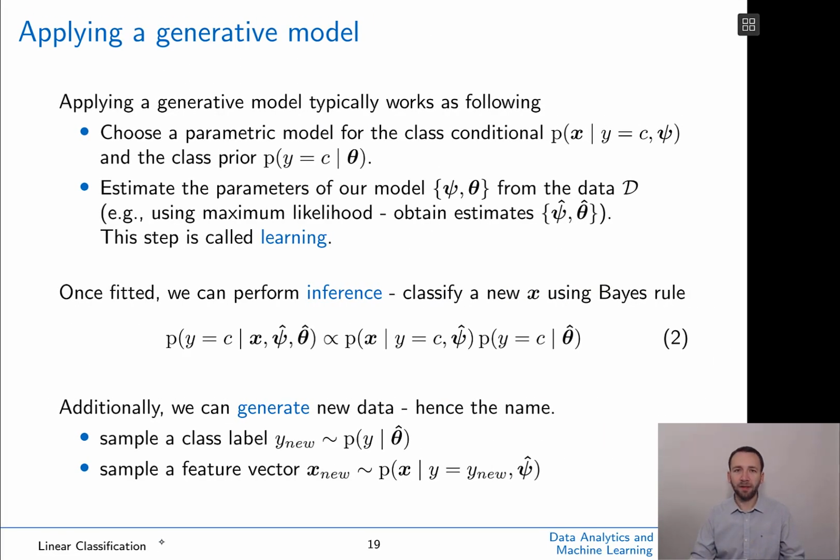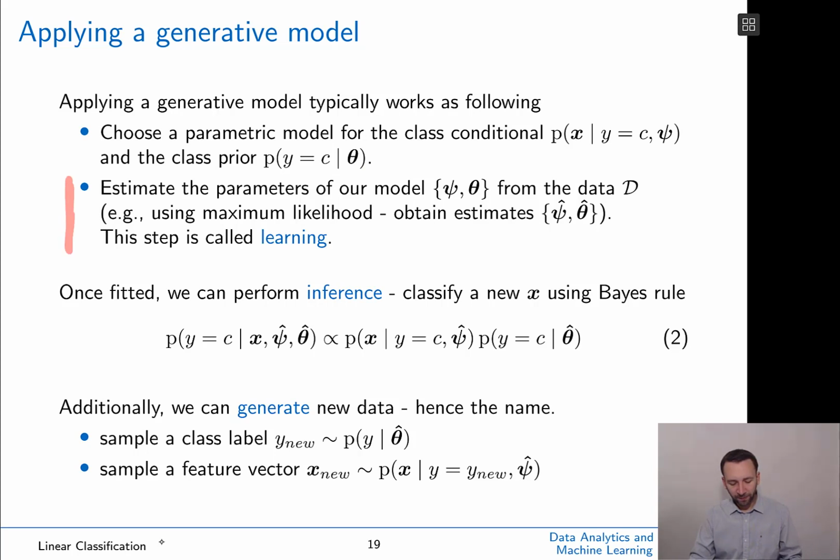Okay, so how does it look in more detail? Again, why is it also called now a generative model? So first of all, this is what I just said here. We have to pick these two distributions. We have to pick the class conditional, which has some parameters. We see later on specific instantiations. And we have to choose the class prior distribution, which also has some kind of parameters. So this is what we have to pick.